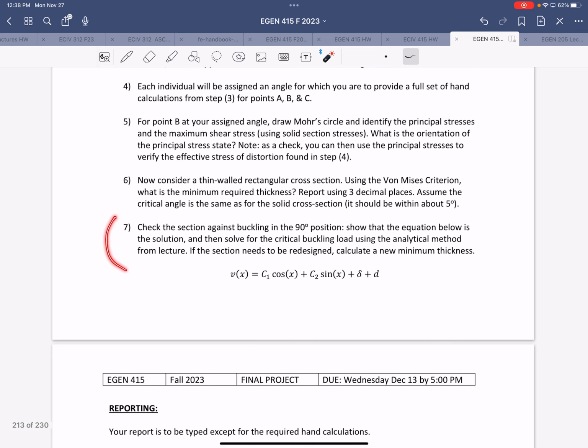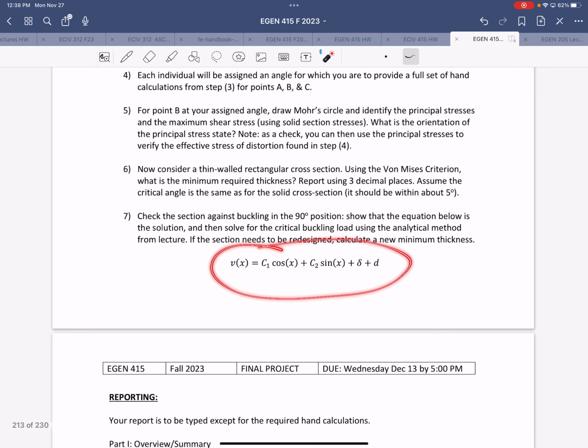And then you'll check that section against buckling. For that, this is the position that's going to be susceptible to buckling, right? Most susceptible. So that would be what you use for the buckling check, and you're just going to show that this is the solution to the equation, and then solve for the critical buckling load using the analytical method that was presented in lecture today.